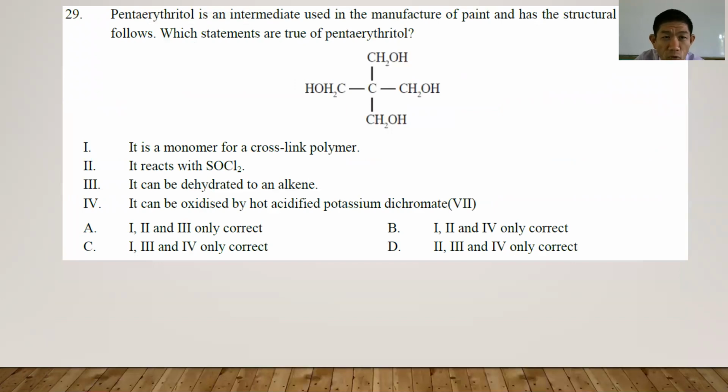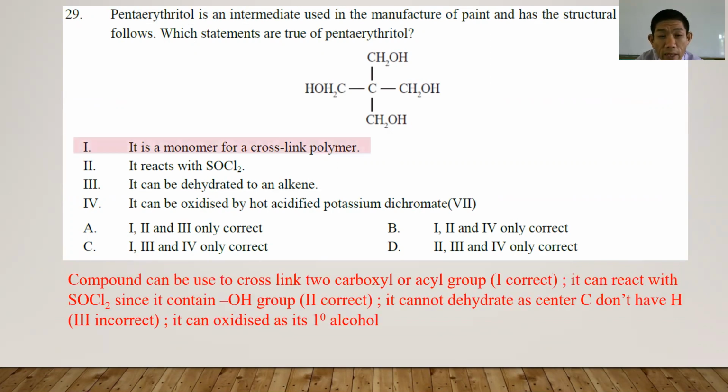29, pentaerythritol is the intermediate used to manufacture paint and has a structural formula below. Which of the following is true? Number 1, its monomer can form a cross-linked polymer, which is correct. Number 2, it reacts with thionyl chloride, which is also correct because you have 4 OH groups. Number 3, it can dehydrate to an alkene, which is incorrect because there is no neighboring hydrogen. Number 4, it can be oxidized by hot acidified potassium manganate, which is also true. So the best answer is 1, 2, and 4, B.